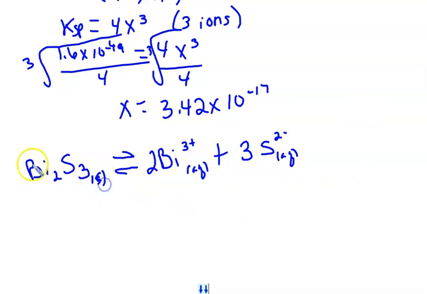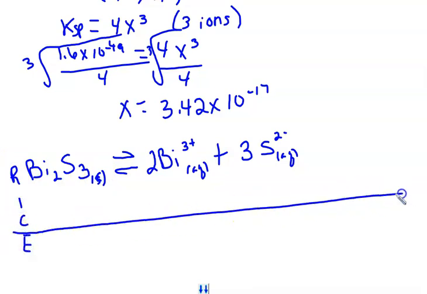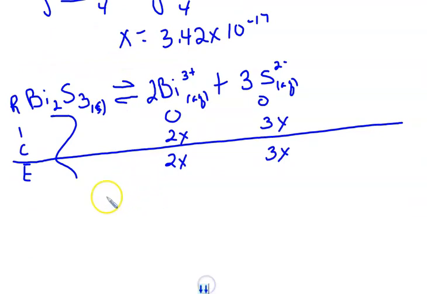So that's a solid. I'm going to do the ICE table so you can see. You can always do the ICE table. Some people start to see the patterns. Okay, so 0, 0, you have 2x, you have 3x. So your Ksp is going to be, can you see how many ions there are? There are a total of 5 ions.